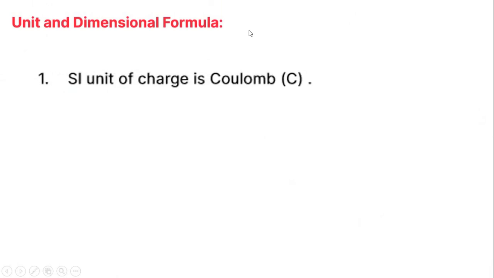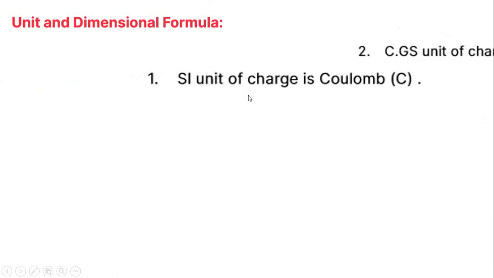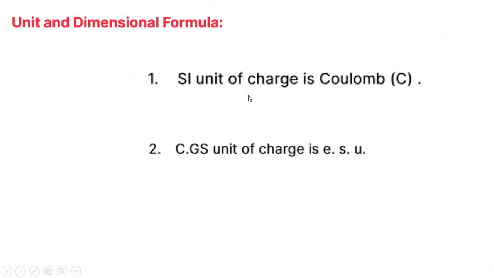Next, let us come to the next article, unit and dimensional formula. The SI unit of charge is coulomb, which is denoted by the symbol C. The CGS unit of charge is ESU, which is read as electrostatic unit. The dimensional formula of Q is equal to A into T.